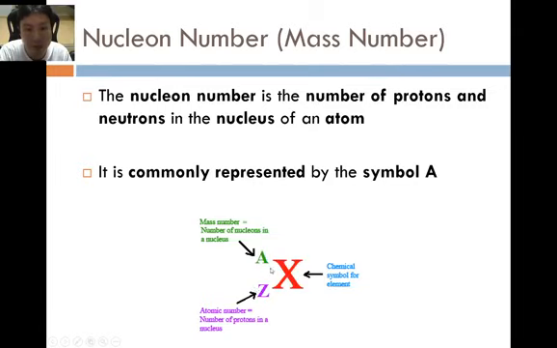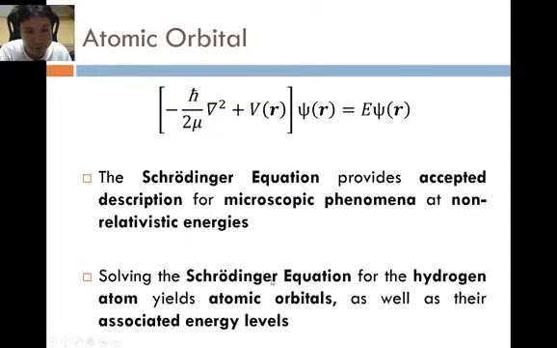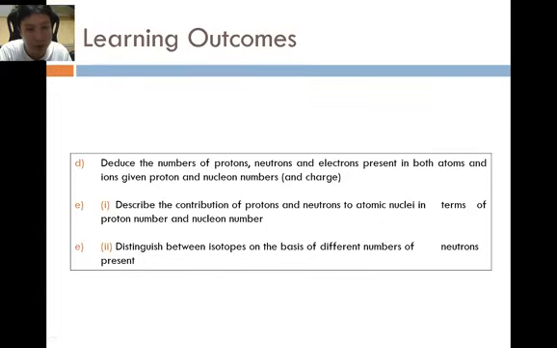If you were to take the number of nucleons, the nucleon number, subtract away the proton number, that will give you the number of neutrons that's given in the atom or the ion. Okay, so that basically sums up learning outcome D and E part 1.